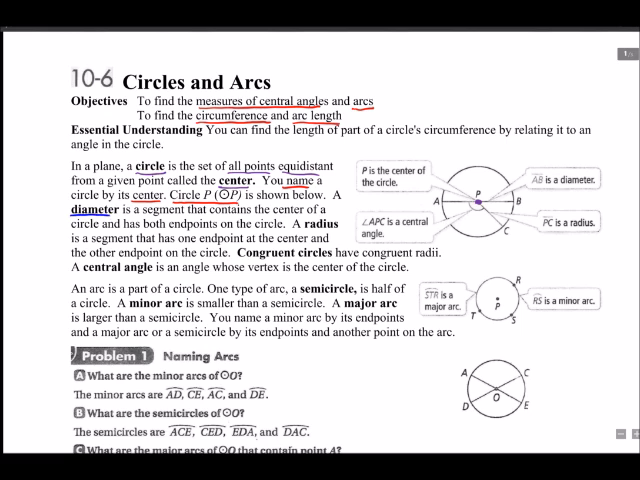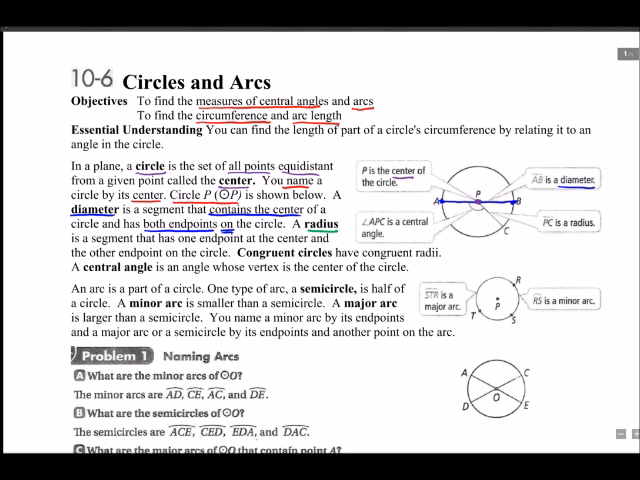A diameter is a segment that contains the center of the circle and has both endpoints on the circle. So our diameter here is segment AB. Now the diameter goes through the center. That's how you know it's a diameter, because it passes through the center. We can mark center here in purple.